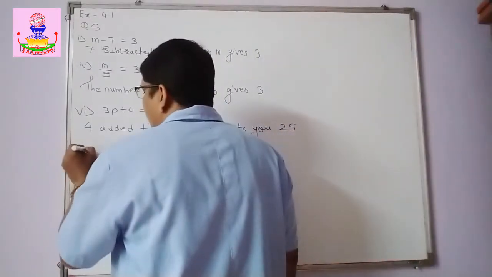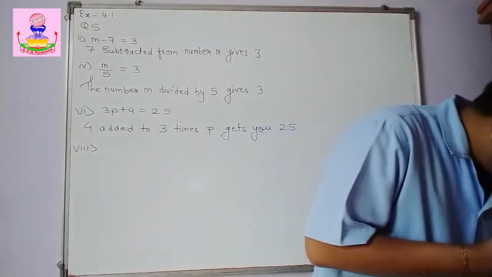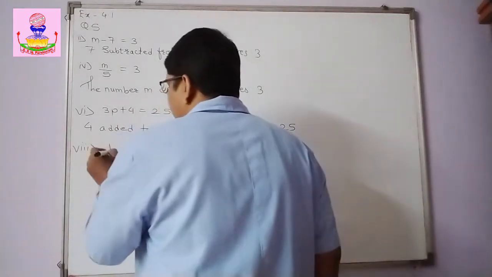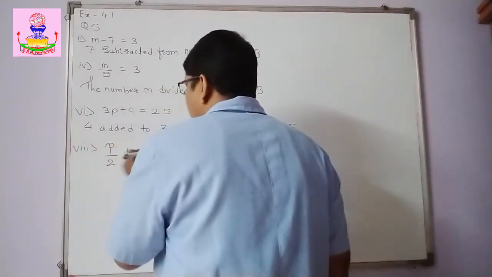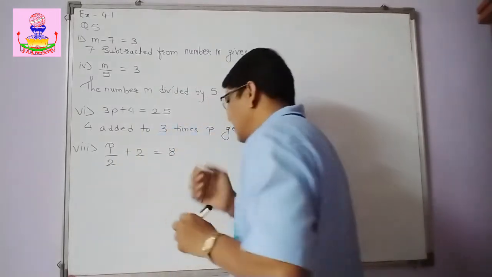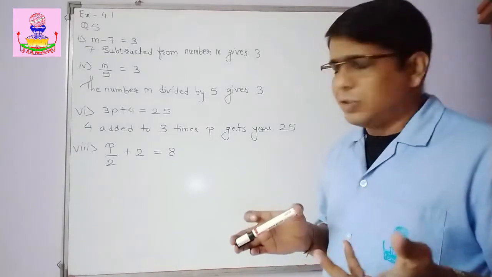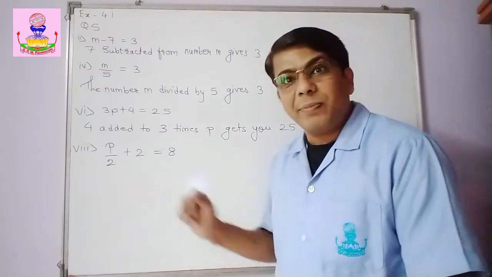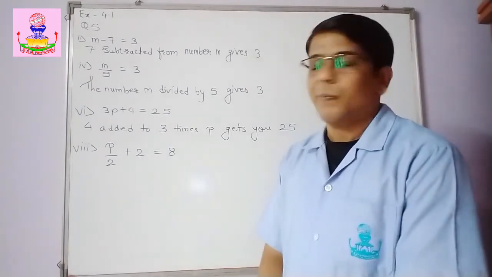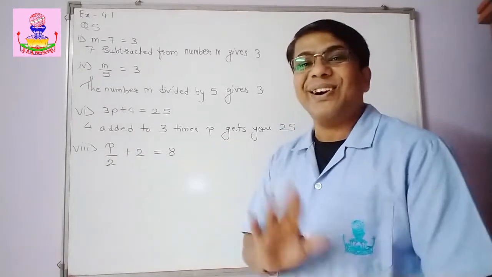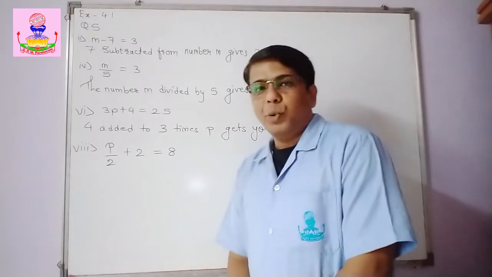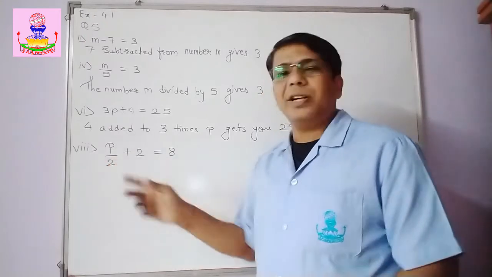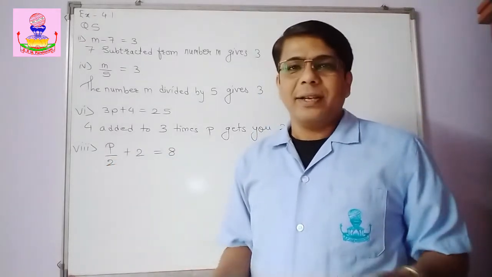Then, after 6th, I can go for 8th one. P upon 2 plus 2 is equal to 8. Now, this can be done in various ways also. 2 added to a number divided by a number, P divided by 2, gives you 8. Or I can write it another way. How? 2 added to half of number P gives me 8, because P upon 2 is half of P exactly.